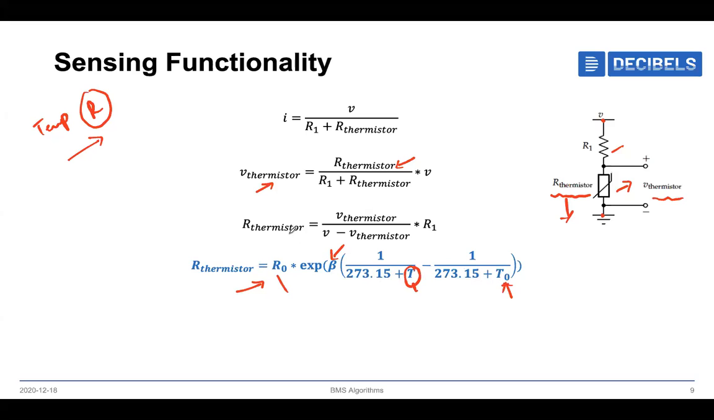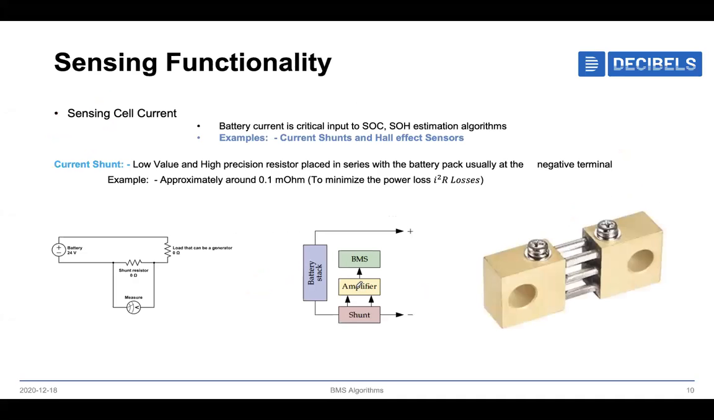Okay, so we'll find out the R thermistor value and we'll keep it over here. And initially we know the initial temperature, let's say room temperature. So we'll substitute over here this R naught value, and we'll try to get this unknown variable, temperature T. So this is how this BMS will be measuring the temperature of each and every cell. And we'll be using this temperature in other algorithms.